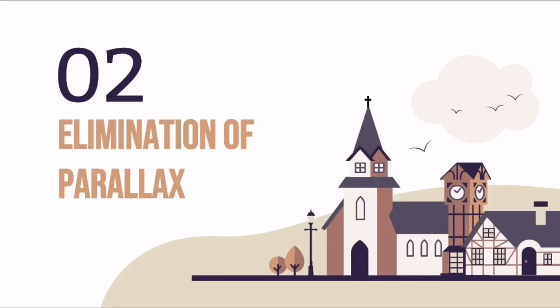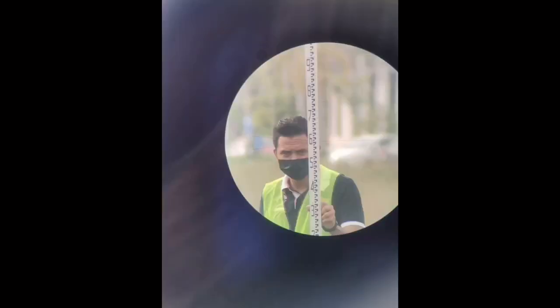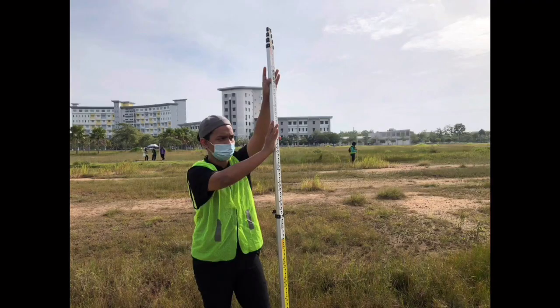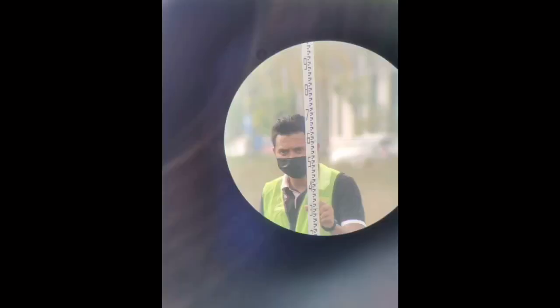Step 2. Elimination of parallax. Parallax is the apparent movement of the image produced by movement of the observer's eye at the eyepiece. It is eliminated by focusing the telescope on infinity and then adjusting the eyepiece until the crosshair appears in sharp focus. The setting will remain constant for a particular observer's eye.